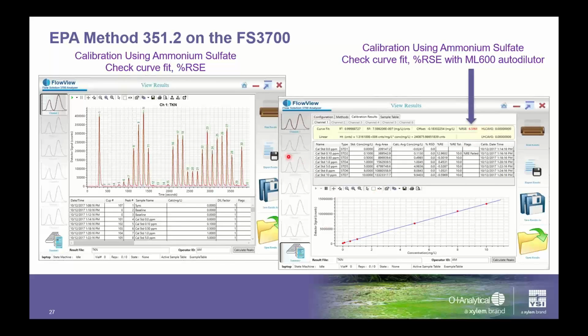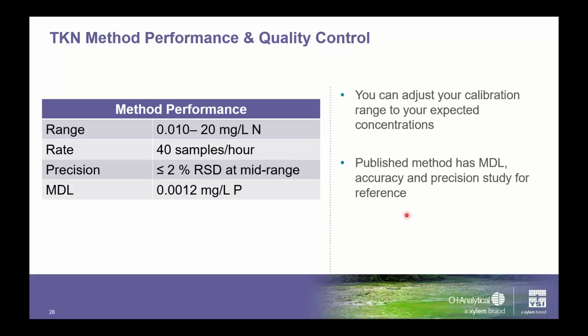But what does this mean in terms of how well this method actually performs? We do have a way that we assess that. We look at the range, and in this case, you can get 0.01 to 20 parts per million nitrogen, total Kjeldahl nitrogen, I should say, measured with this method. And if you use the complete setup with the auto sampler, you can crank through over 40 samples in an hour.